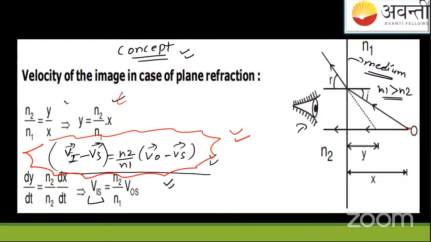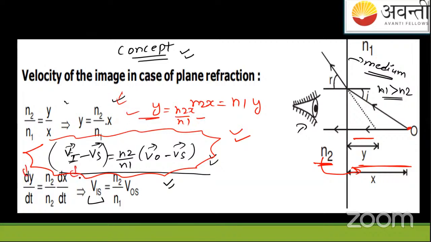If the object is here and N1 is the medium, you'll use it like this. N2 is the air medium, so N2 into the real depth, that is X, for the real depth. For the fake depth, that is this Y, in the fake medium, it is N1. So Y equals N2 X upon N1. Just differentiate this, like this, and get the answer. Okay, got it?